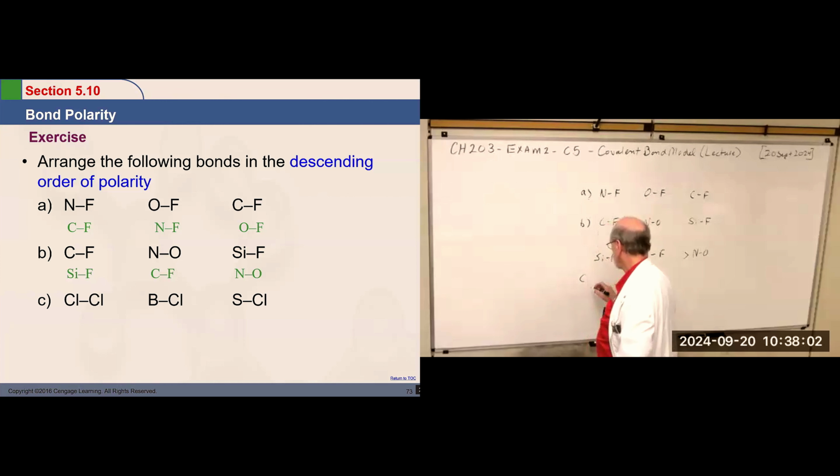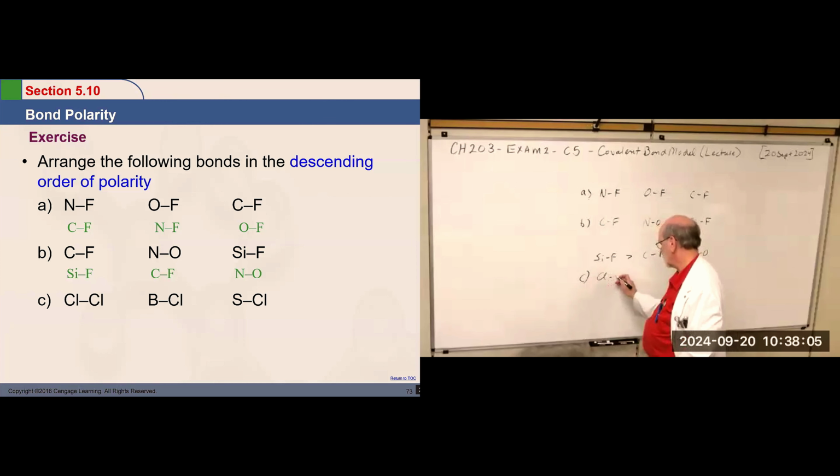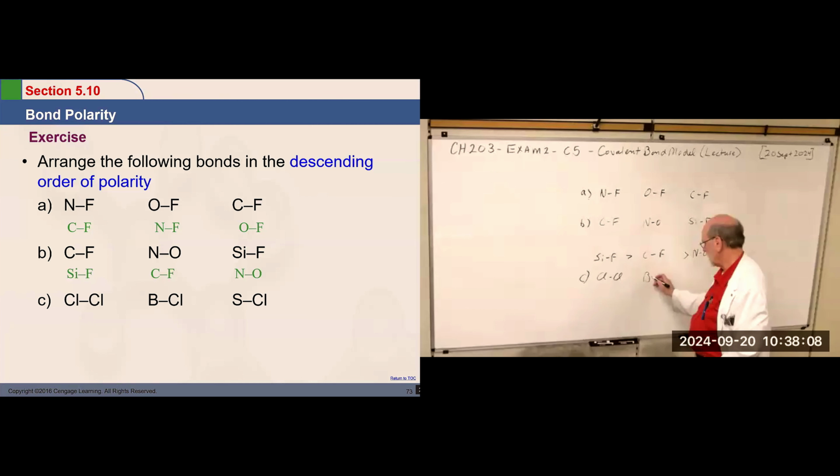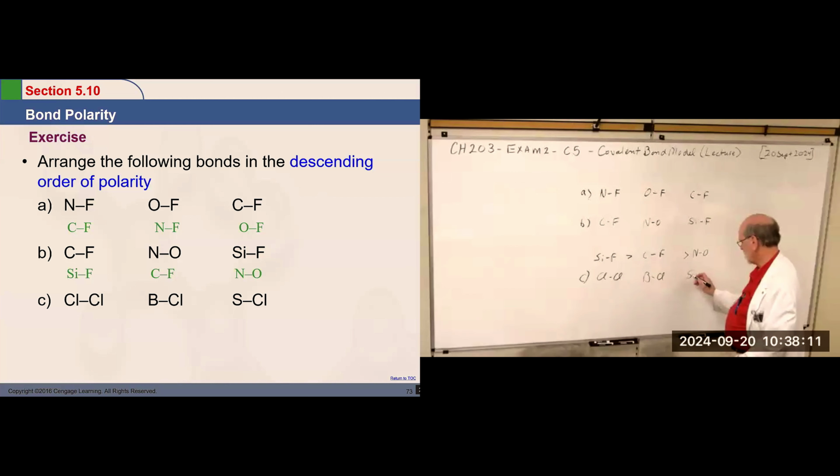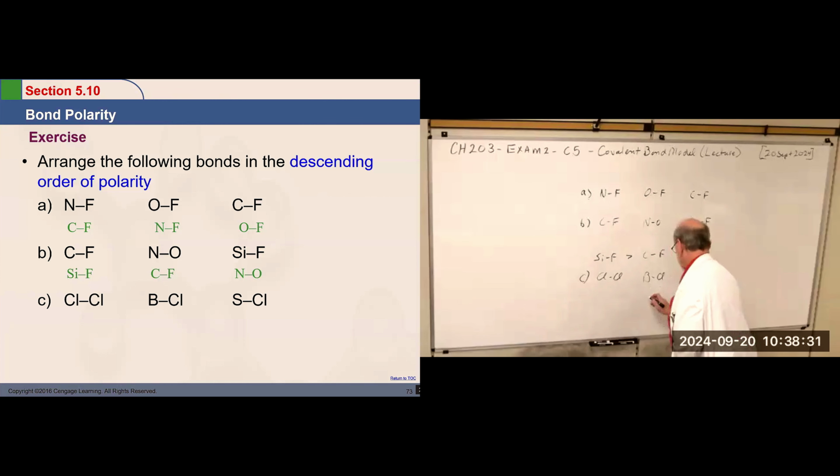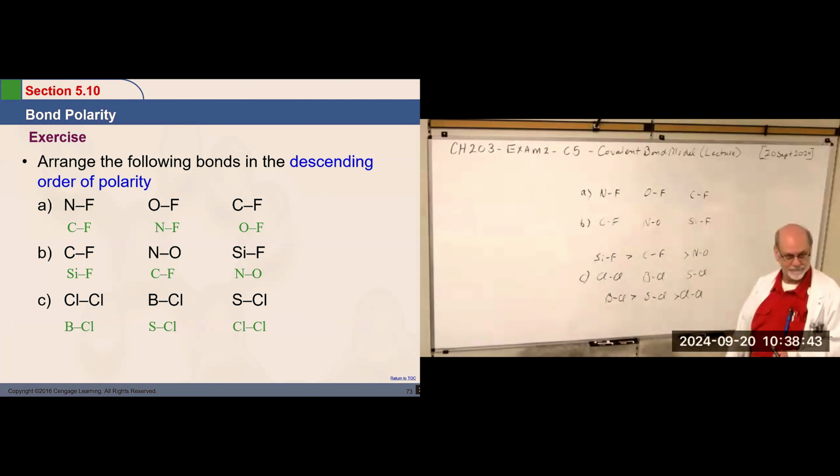And the last one is 2 chlorines, a boron and a chlorine, and a sulfur and a chlorine. Okay. So this one's going to be the least polar. It's going to be nonpolar, actually. And then boron and sulfur. Boron, sulfur relative to chlorine. Sulfur is closer to chlorine than boron is. So I would put it next here. And then boron and chlorine first, as far as polarity of the bonds go. Okay.